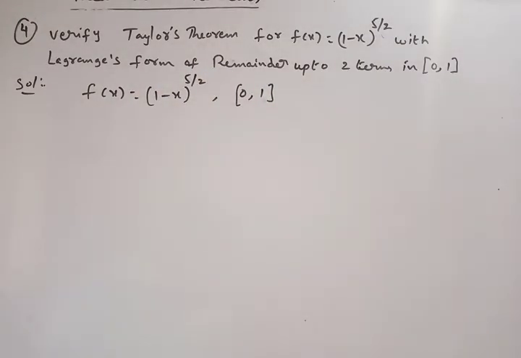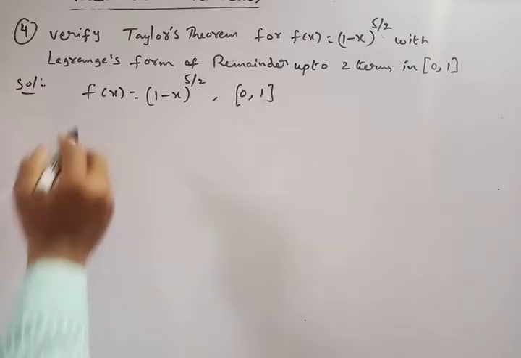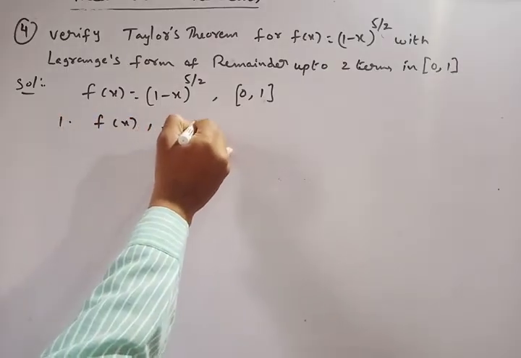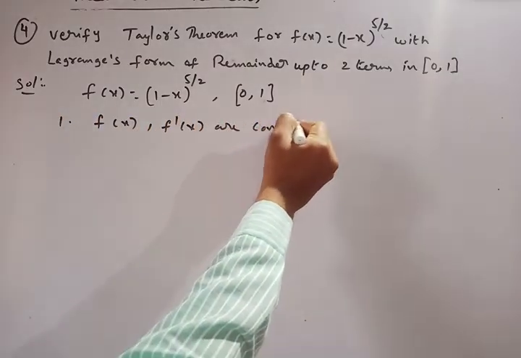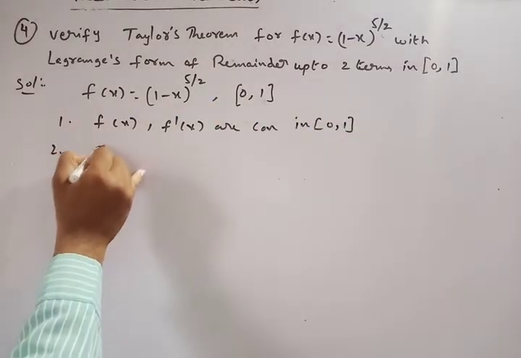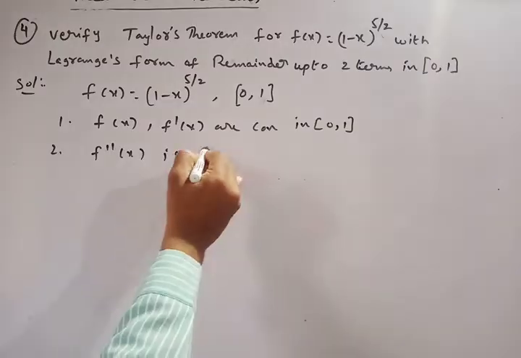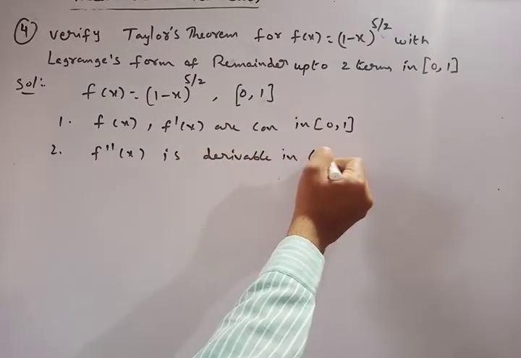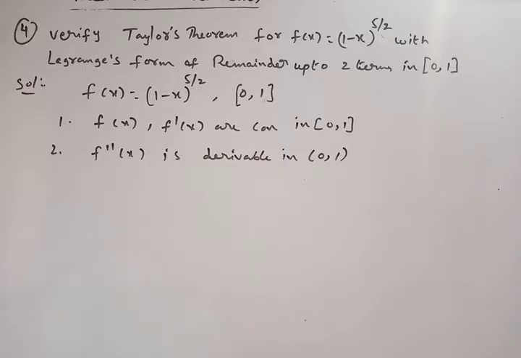So correct. So what is the first point? f of x and f dash of x are continuous, correct, and f double dash of x up to 2 terms is asking, no? So you have to write here up to 2 terms. So what is the first point? f of x, f dash of x are continuous in the closed interval 0 comma 1. Second point, f double dash of x up to 2 terms is derivable in the open interval 0 comma 1.